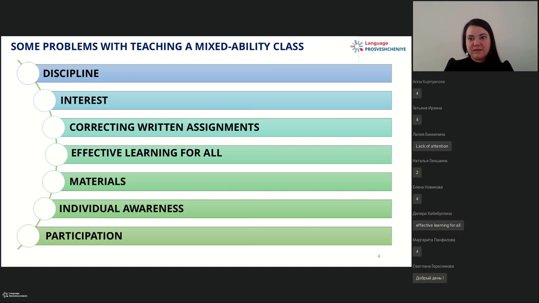Can you see the results? So we see that effective learning for all is a top problem. Then I would say it's participation, right? Interest is not of that importance. Discipline. Okay. Thank you very much.